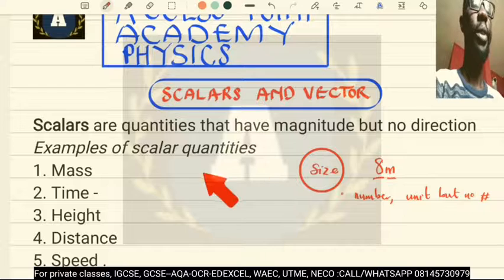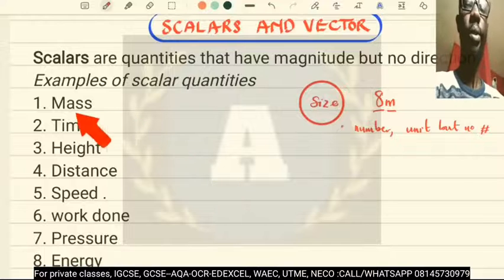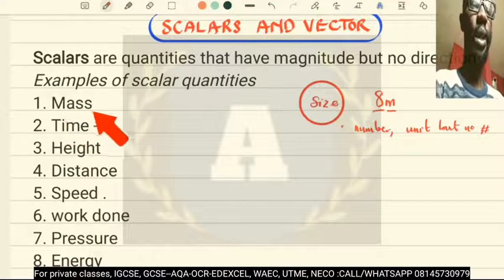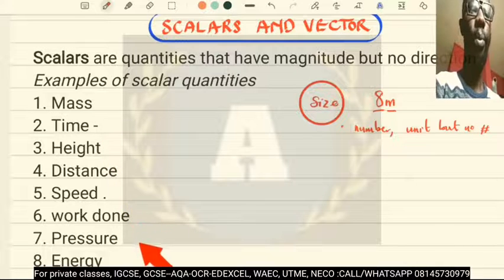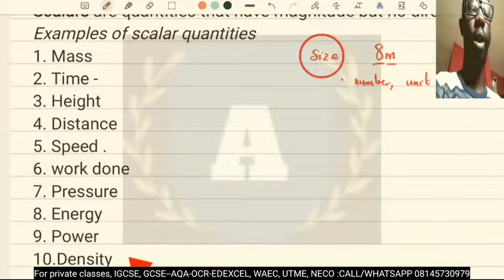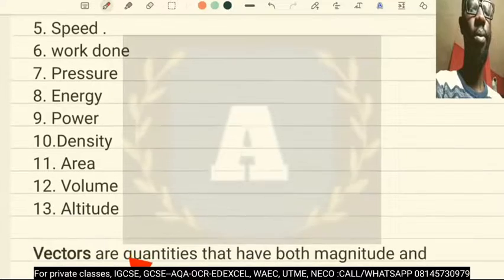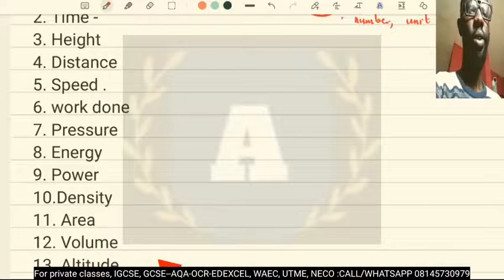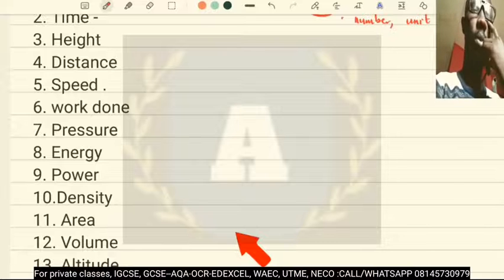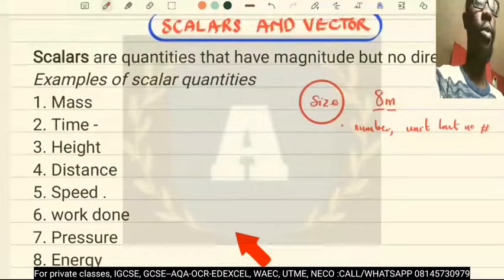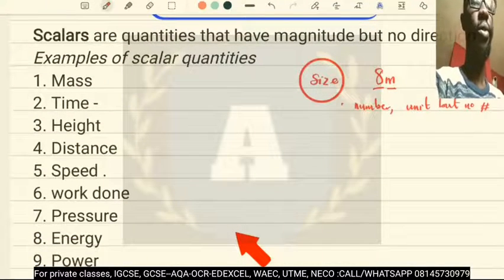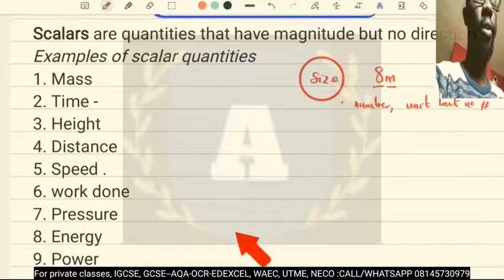We have many examples of such quantities, which are listed here: mass, time, height, distance, speed, work done, pressure, energy, power, density, area, volume, altitude. By altitude we mean height. Some of the formulae of all these quantities have actually been discussed in dimension and analysis. So those are scalar quantities, and we should be able to distinguish them from those quantities that are referred to as vectors.